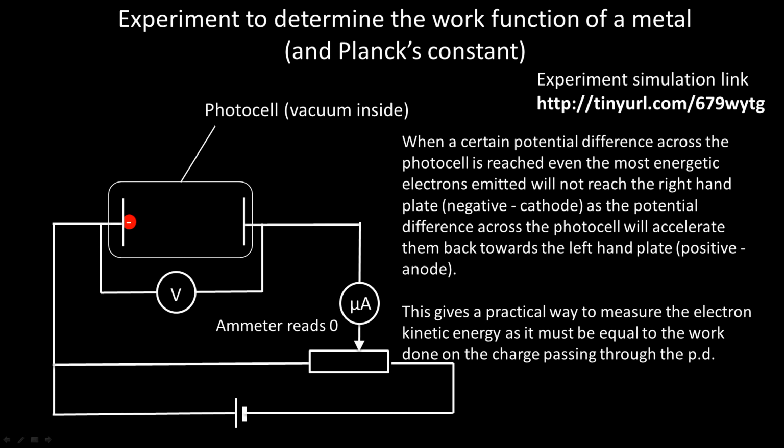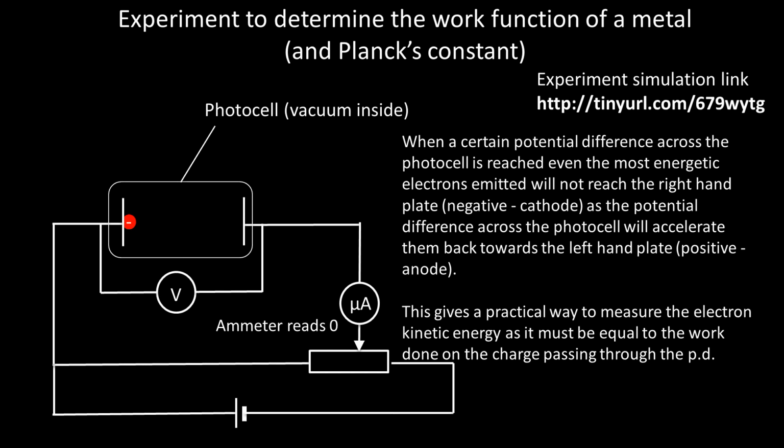If you want to see this in a simulation, there's a link on the top right hand side here, which is a PhET simulation for this. Instead of a potential divider, they just use an adjustable voltage supply, but it does exactly the same job. You can also fiddle about with the incoming photon energy and intensity, so you can play around with the parameters and see what happens. Okay, so that's the basic experimental setup which you need to be able to talk about.